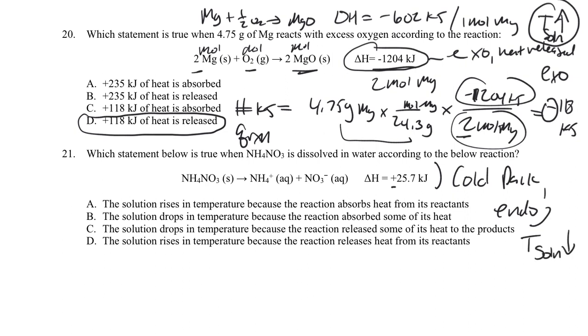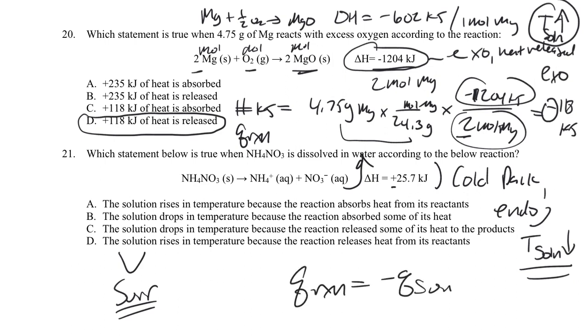So which statement is true? When ammonium nitrate is dissolved in water, the solution, which is the surroundings of the reaction, is going to drop in temperature because the heat was absorbed by the reaction. So remember, Q reaction equals negative Q surroundings. If the reaction has to absorb heat, then it comes from the surroundings. So the surroundings heat is being lost in the process. The temperature of the surroundings drops, it's losing heat because the reactants forming products are absorbing the heat. So the solution drops in temperature because the reaction absorbed some of its heat.